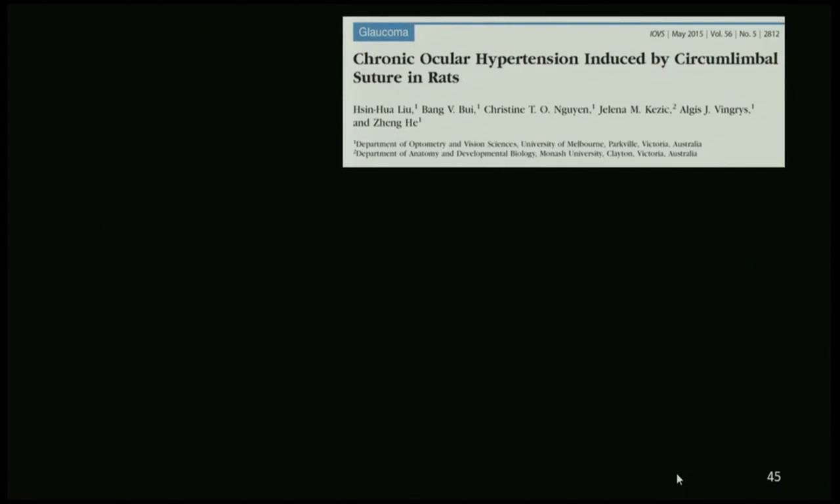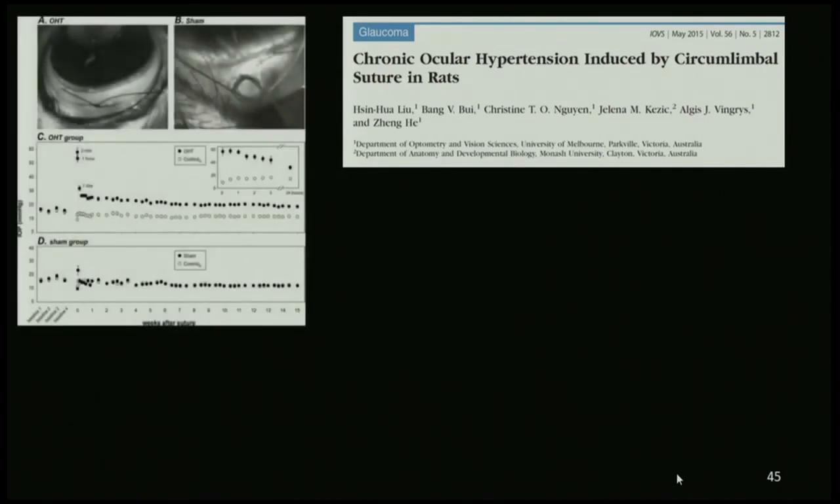And this is a paper that was published by Liu and Bui and colleagues looking at chronic ocular hypertension by a circumlimbal suture in rats. This is a model where they take a nylon suture and surgically place it around the limbus, just posterior to the limbus itself, and then tighten it to raise the IOP to a certain amount. In the sham animals, they just put the suture on but didn't tighten it.